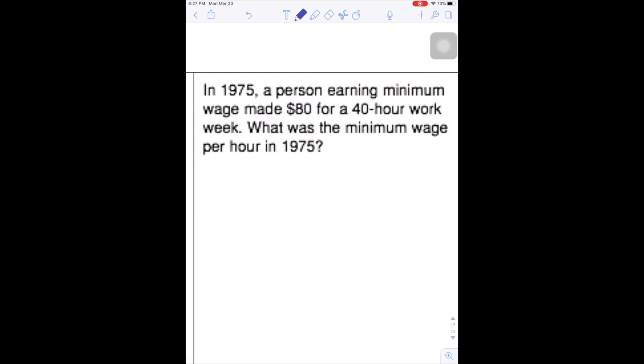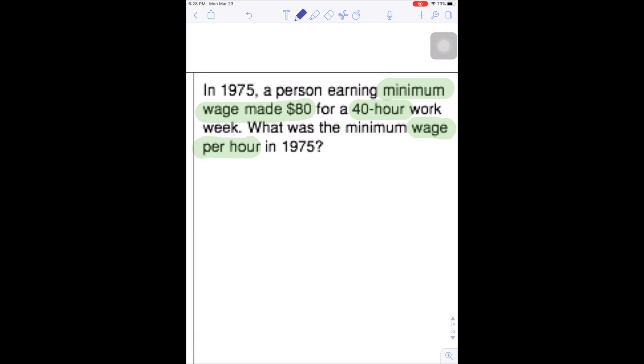In 1975, a person earning minimum wage made $80 for a 40-hour work week. What was the minimum wage per hour in 1975? So again, I'm going to read it. We're going to highlight key info. In 1975, a person earning minimum wage, so that's the amount that they earn for doing a job, made $80 for a 40-hour work week. So we're trying to find out what was the minimum wage. So we're going to figure out the wage per hour in 1975.